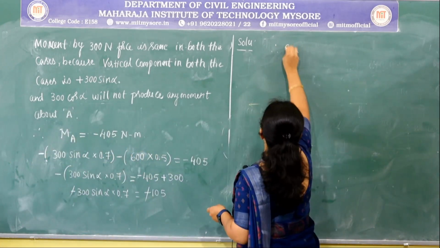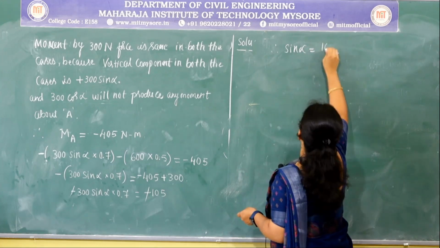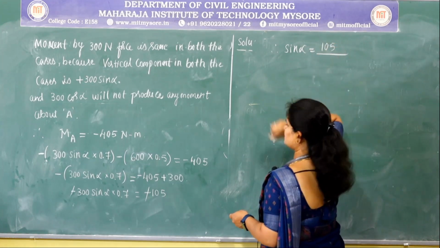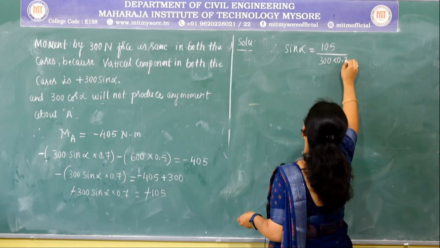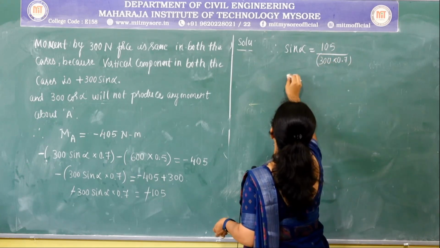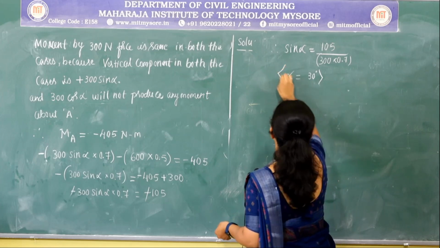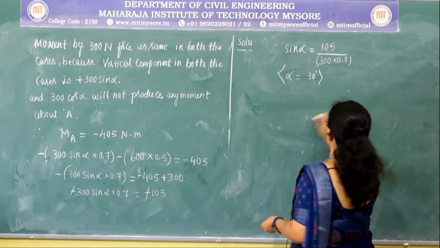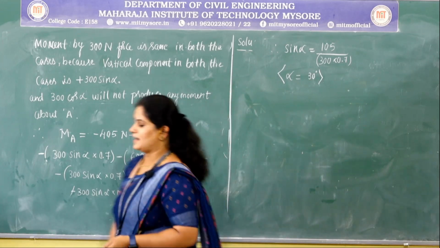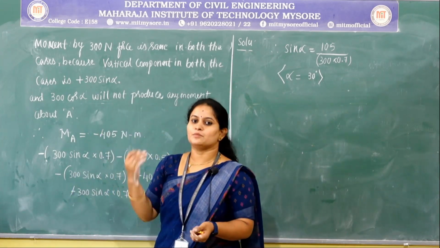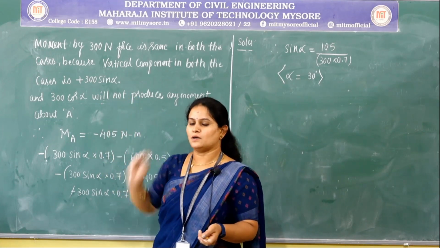Therefore, sin alpha is equal to 105 divided by 210, so alpha will become 30 degree. This is one value of alpha for which the moment produced by both the forces will not alter.